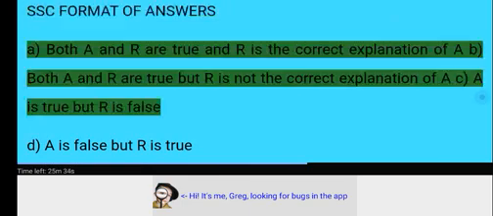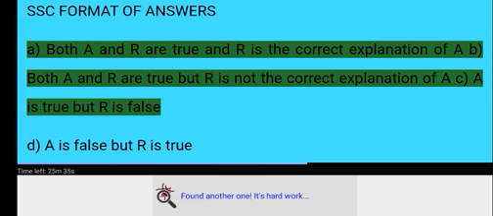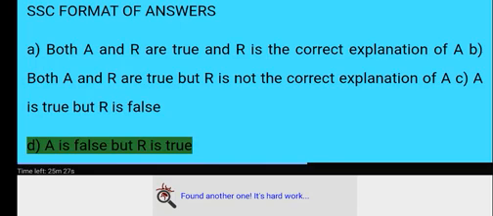SSC format of answers. A. Both A and R are true and R is the correct explanation of A. B. Both A and R are true but R is not the correct explanation of A. C. A is true but R is false. D. A is false but R is true.